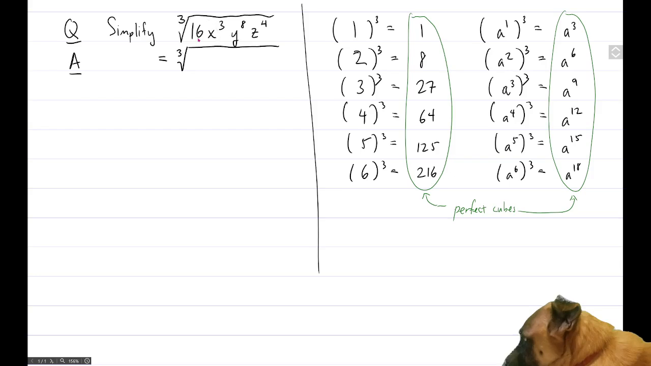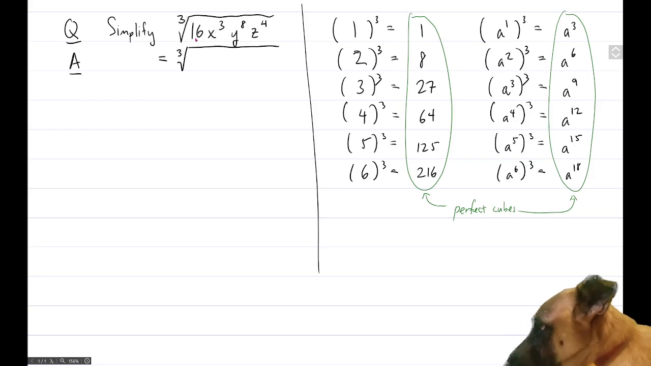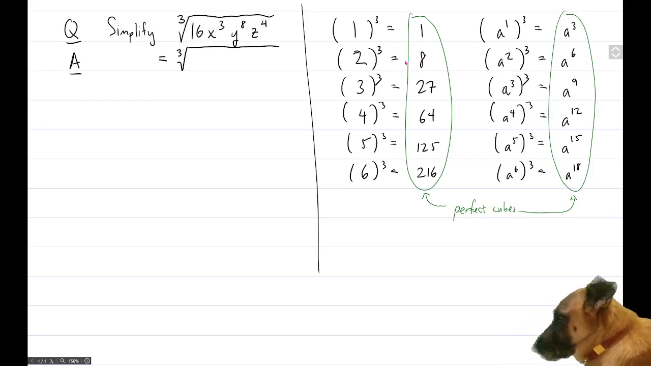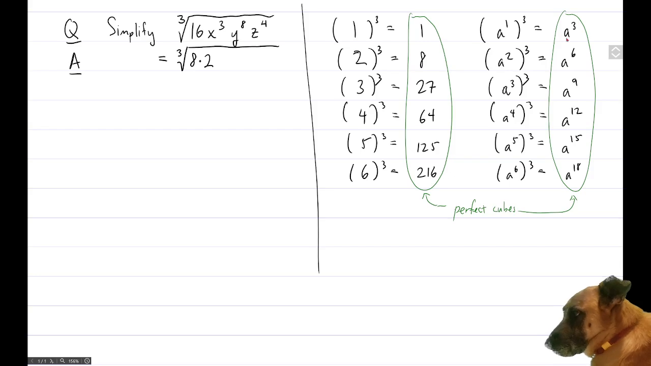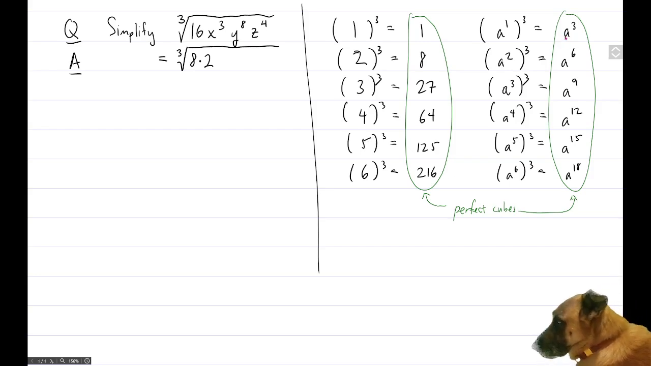It's not in our list, but we want to ask, is there a factor of 16 that is a perfect cube? And that is 8. So we can rewrite the 16 as 8 times 2. For x cubed, it's already in our list. I mean, I know the variable's a here, but same deal, right? So a cubed is in our list, so x cubed would have been in our list had we put x to the 1 there, right? So we'll just keep that x cubed. That's already a perfect cube.